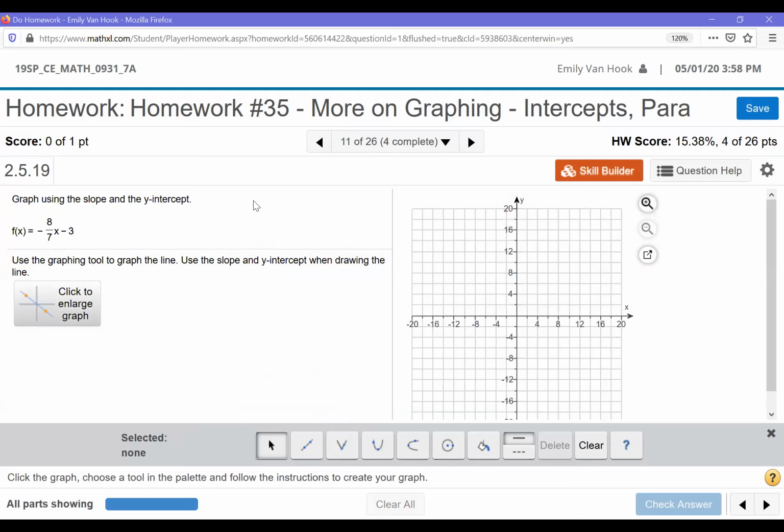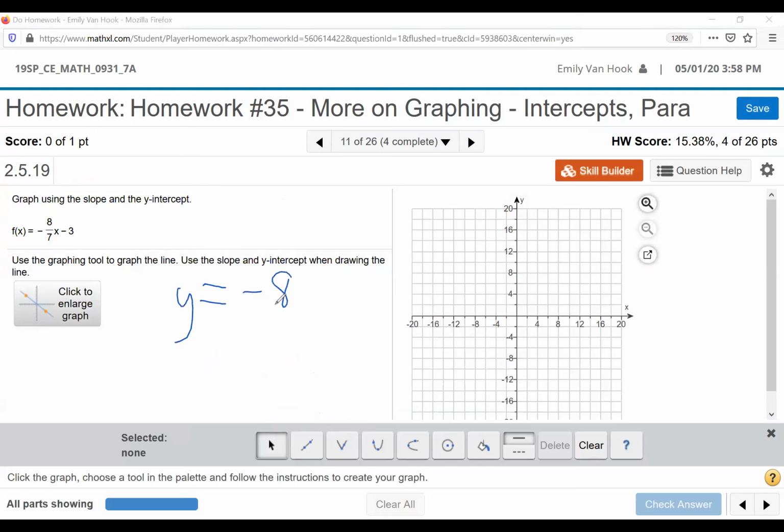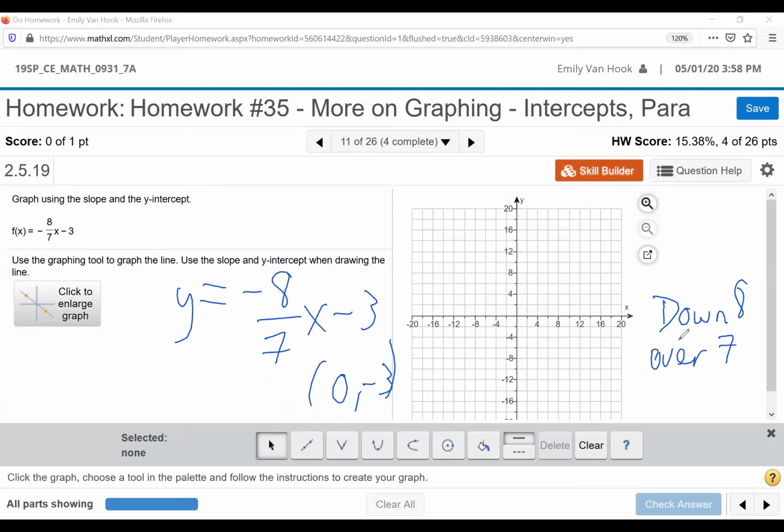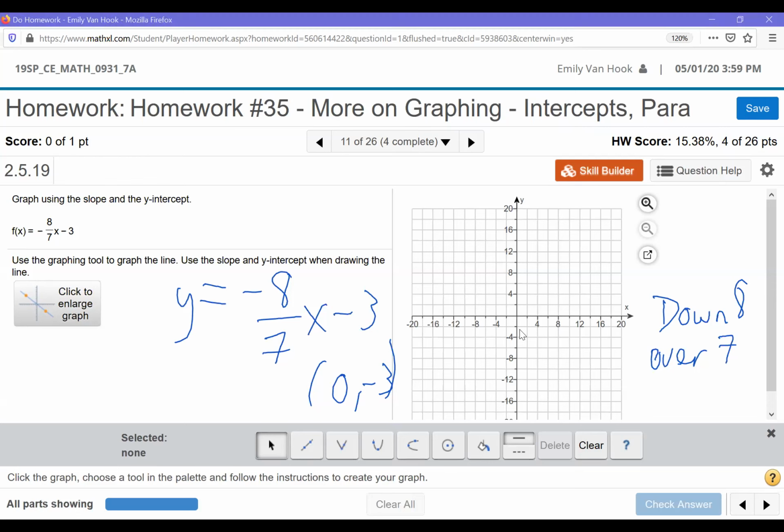Here's another quick one. This is f of x instead of y, but we're okay with that. Y equals negative 8/7 x minus 3. So this time we'll start at 0, negative 3, and then we'll be going down instead of up. So down 8 over 7 to the right. Okay, so let's do this graph, then we'll get back to our notes. Okay, so 0, negative 3, right here, maybe.